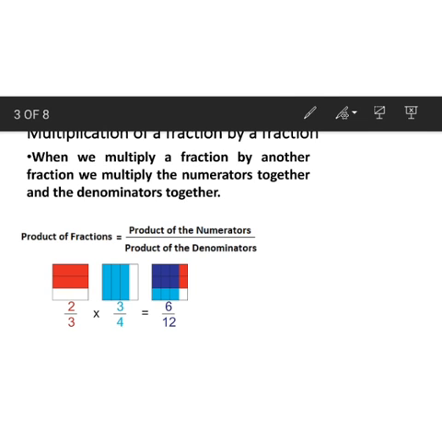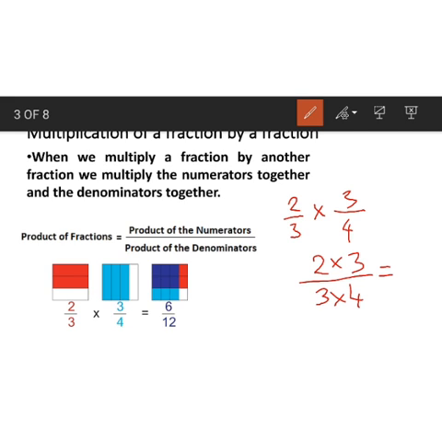Suppose we are using a formula. Then how can we do this? Our fractions are 2 by 3 and 3 by 4. Let us check our answer. We have to multiply these two fractions. A fraction is multiplied by another fraction. So, what we have to do is multiply the numerators, that is 2 into 3, then divide by the product of the denominators, that is 3 into 4.